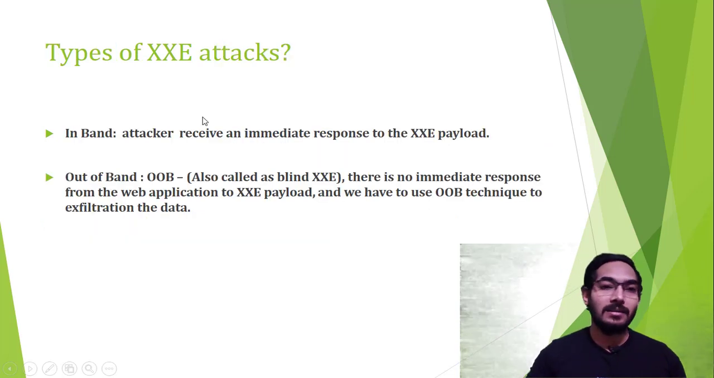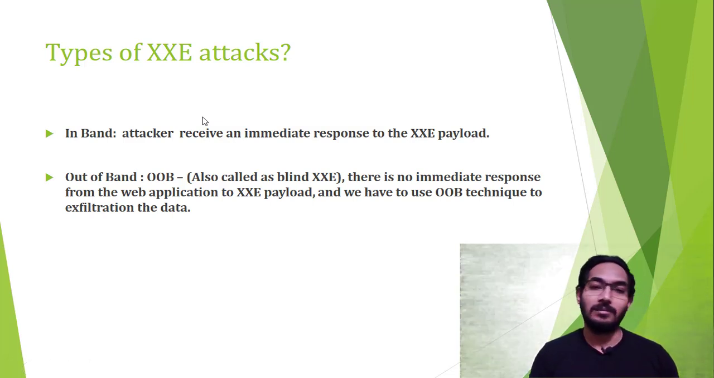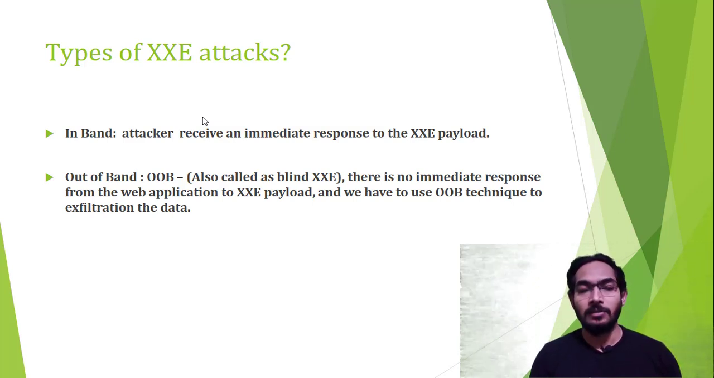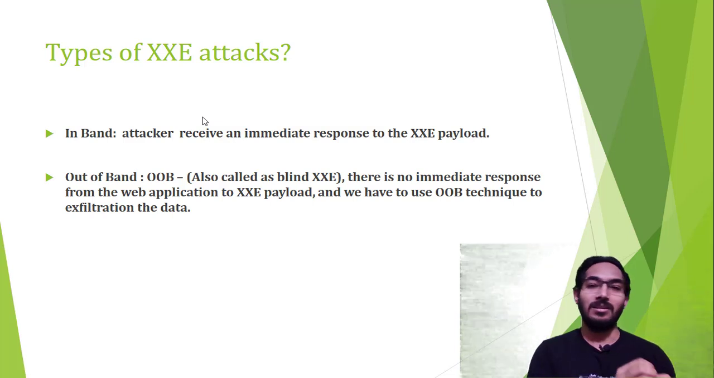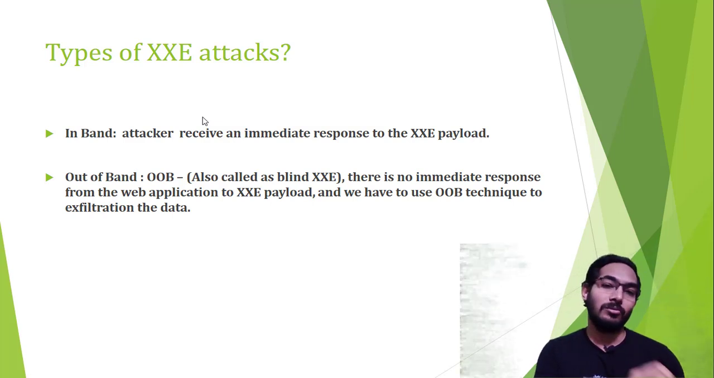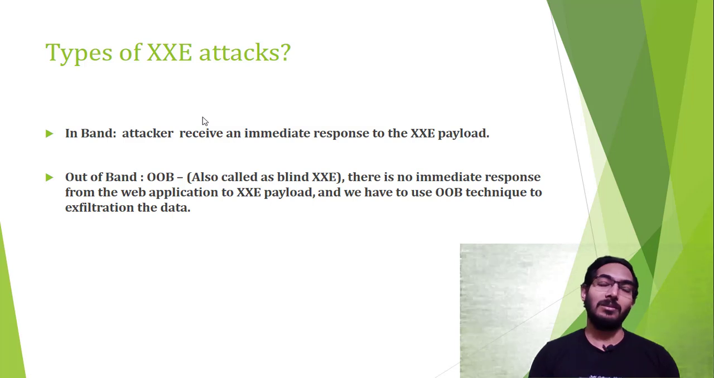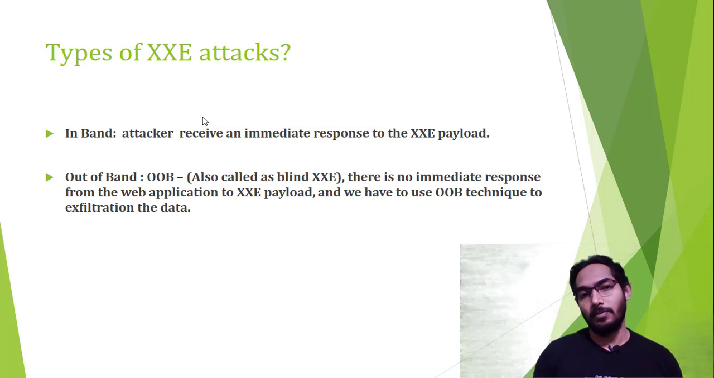So let's understand the types of these XXE attacks. There are two types of XXE: in-band and out-of-band. In-band is where the attacker gets the response to his XXE payload immediately. He puts some kind of XXE payload into a particular parser and calls it, and in the very next response, on the browser page itself, he gets the response. Within in-band itself, we will see other types as well, like error-based XXE. This is also one type that we will look at in the practical videos.